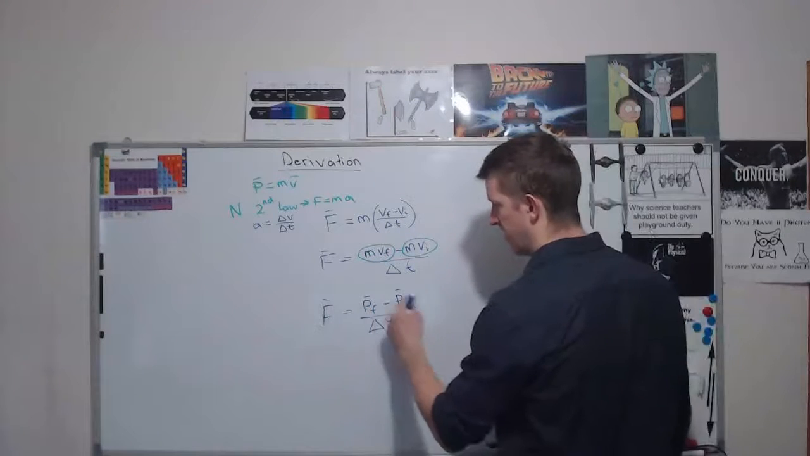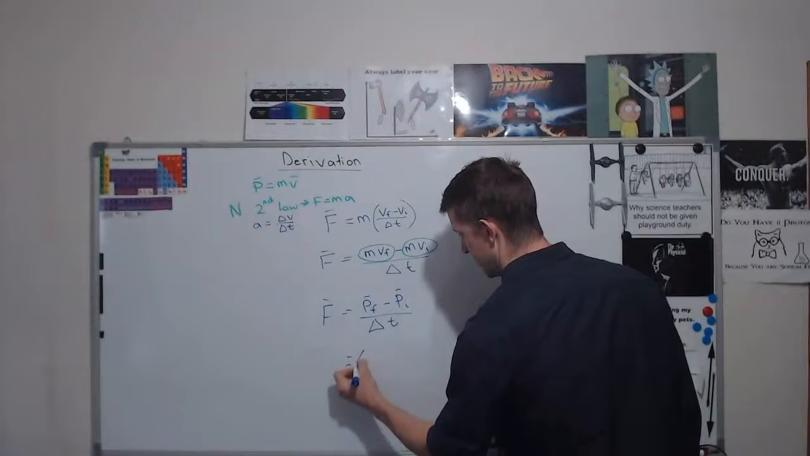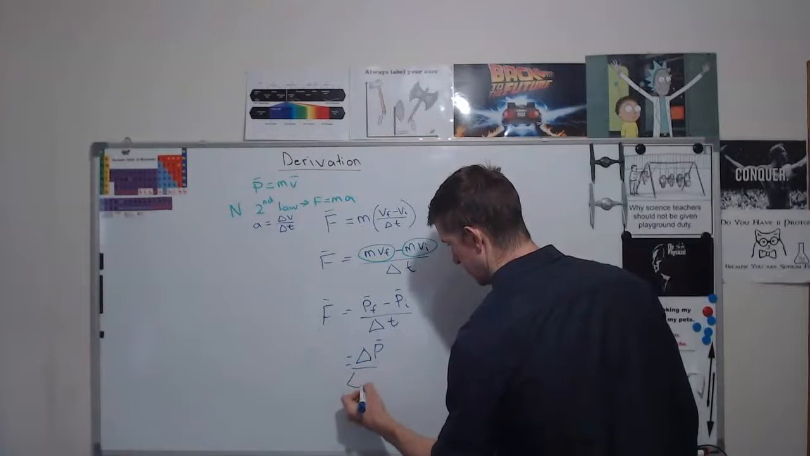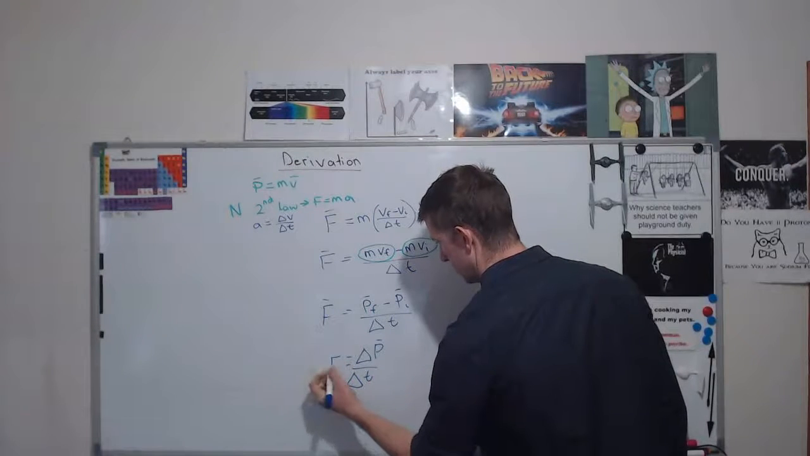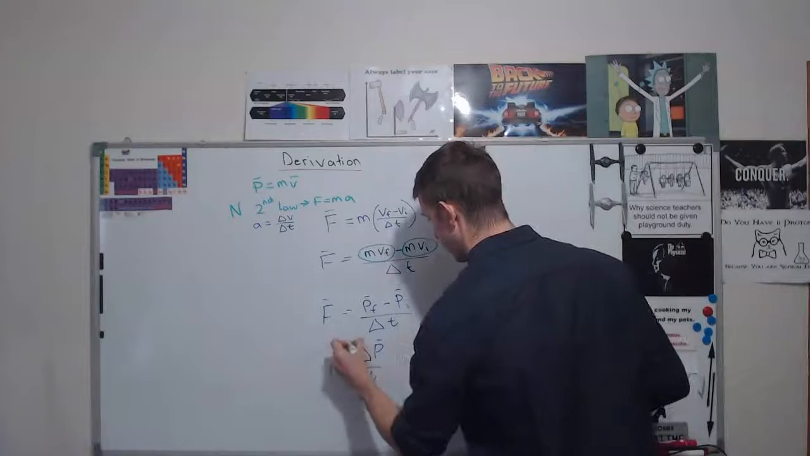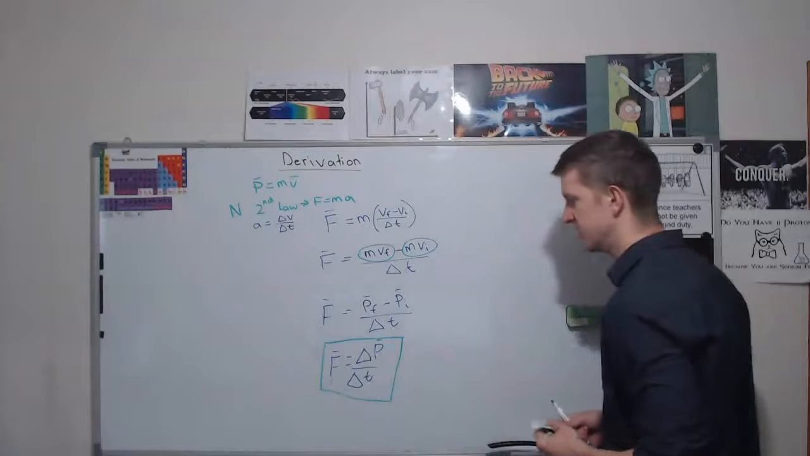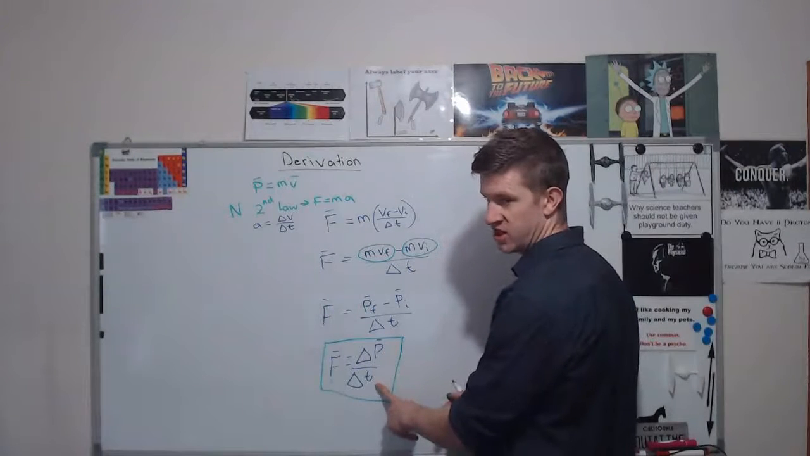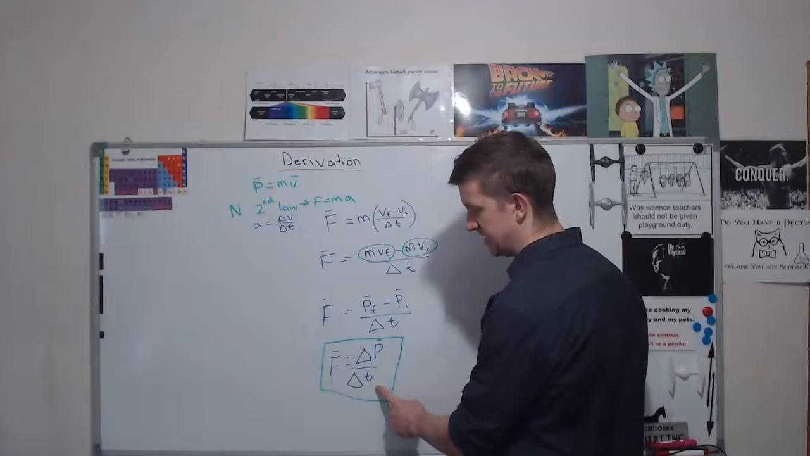And anytime we've got a final minus initial, that's what we call delta. So this is therefore just equal to delta p over delta t. And that's equal to the force. So therefore we get this expression that the force an object experiences or delivers is equal to the change in momentum divided by the change in time. So how much its momentum changes and how long it takes to do it.